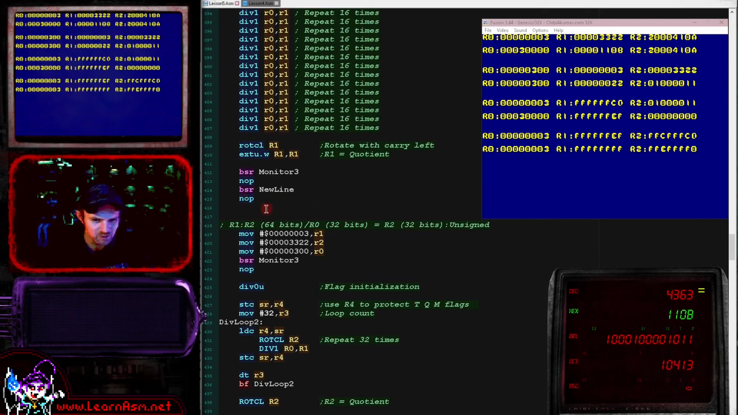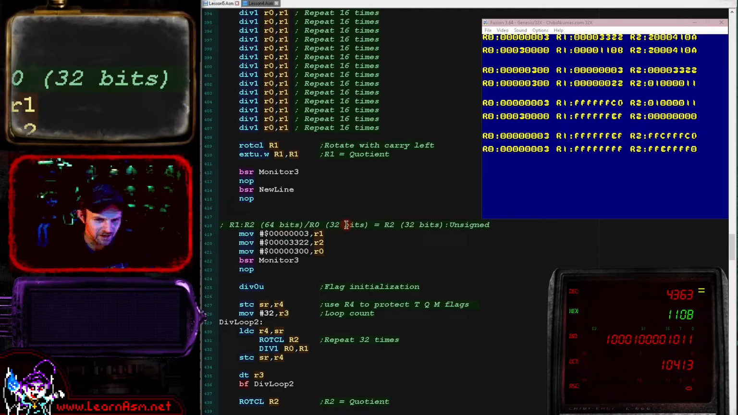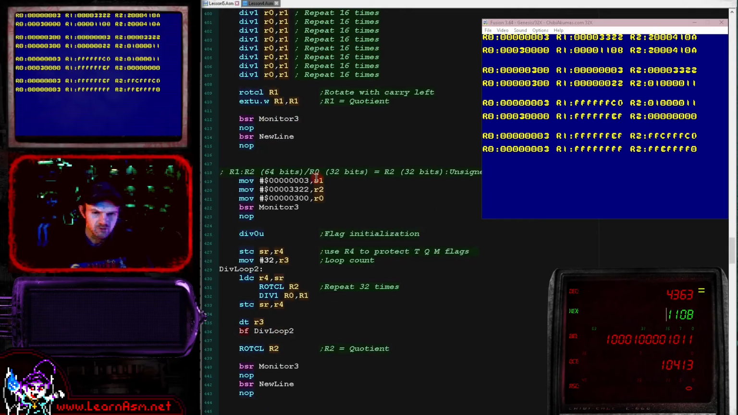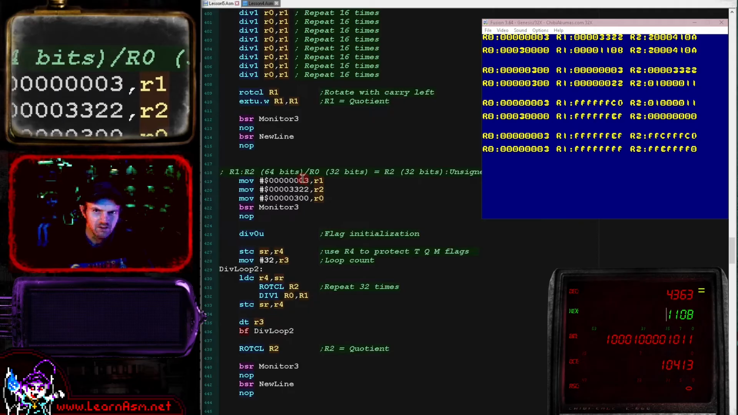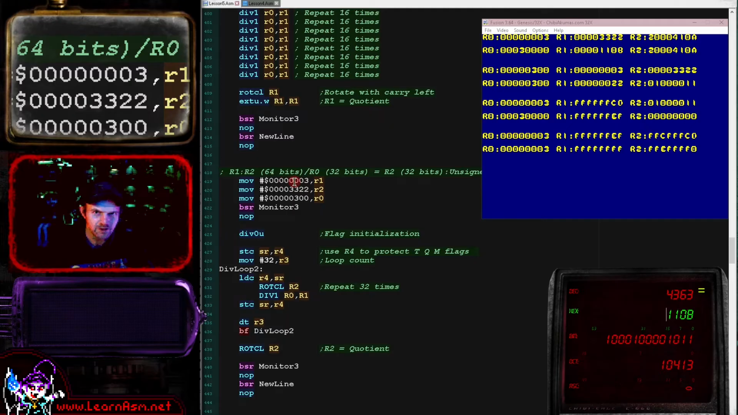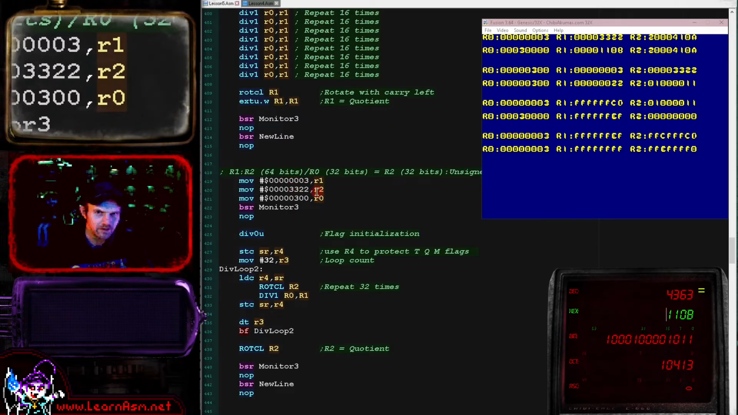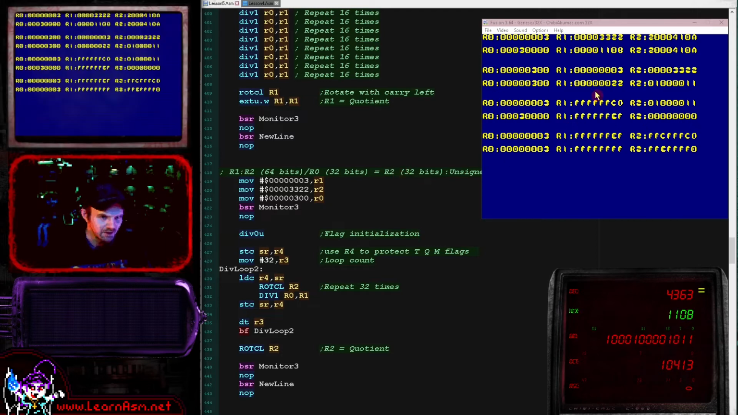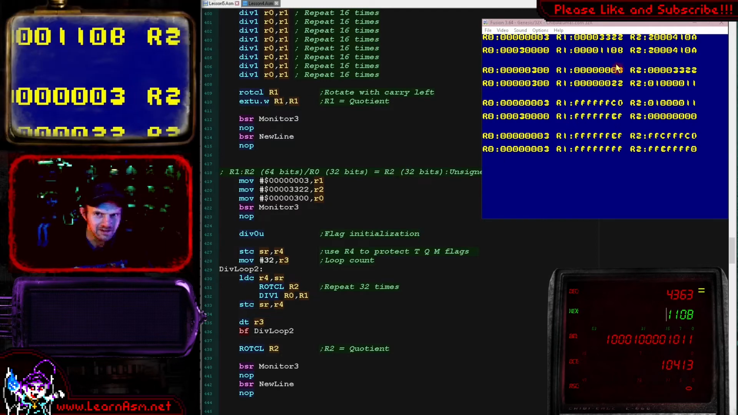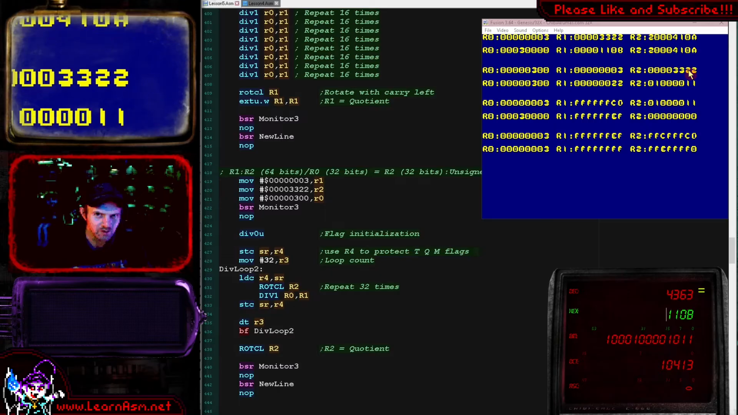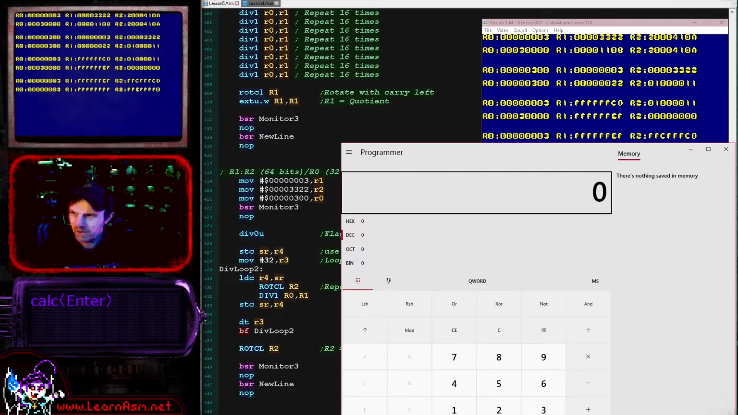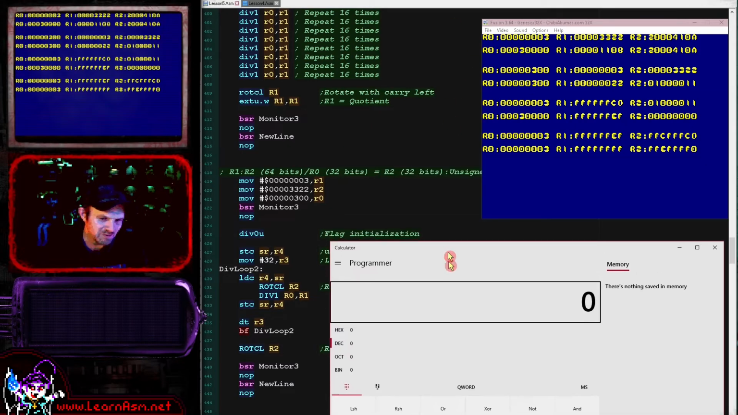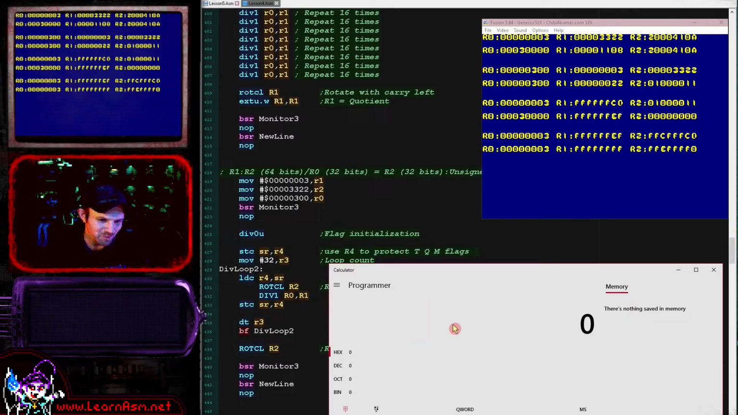If we use this sequence, we can divide a 64-bit value by a 32-bit value and get a 32-bit result, again unsigned. So this is effectively going to divide 3003322 by 300 here, and the result will be stored in R2 as a 32-bit value. So we've got our value here, 3003322, and we're going to have to use the Windows calculator because it seems my calculator can't deal with the 64-bit values here.